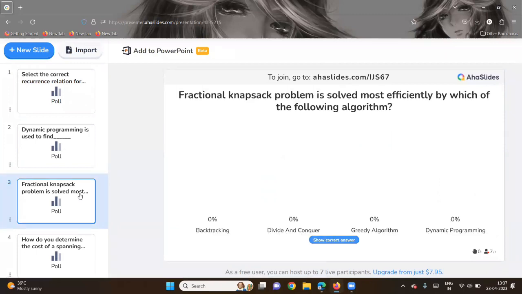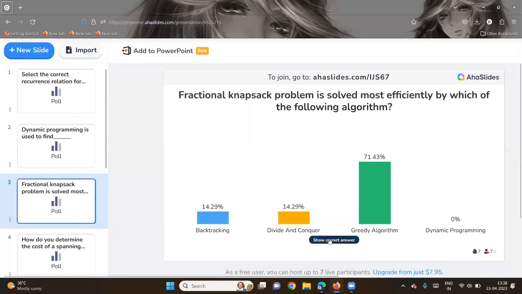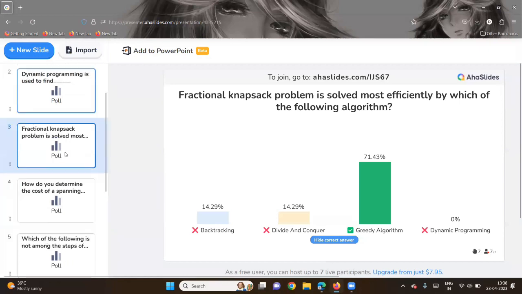Fractional knapsack problem is solved most efficiently by which of the following algorithms? Option A, backtracking. Option B, divide and conquer. Option C, greedy algorithm. And option D, dynamic programming. And the answer is option C, greedy algorithm.